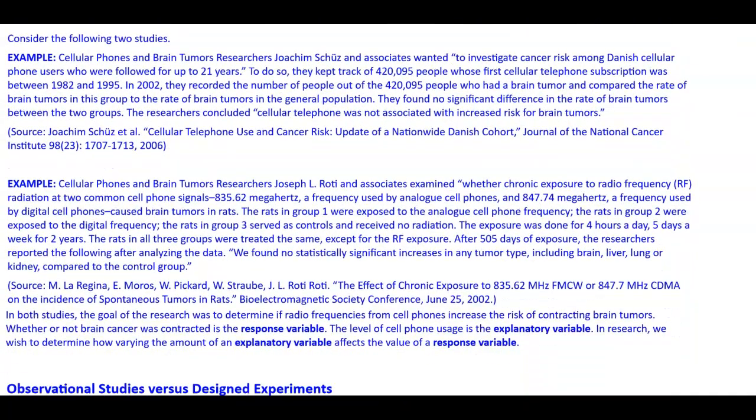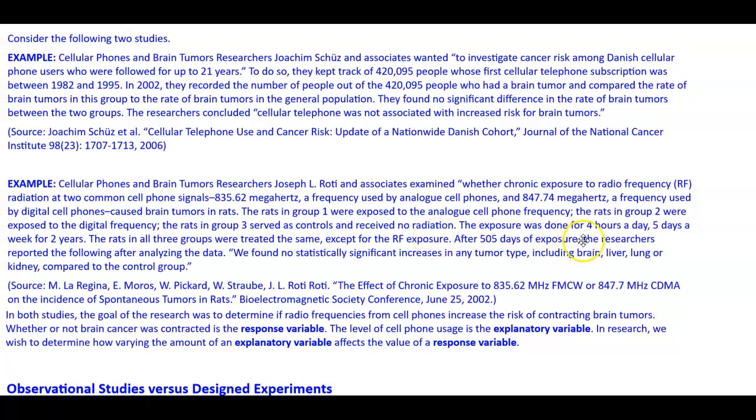Another example here. Cellular phones and brain tumors. Researchers Joseph L. Roti Roti and associates examined whether chronic exposure to radio frequency (RF) radiation at two common cell phone signals, 835.62 megahertz, a frequency used by analog cell phones, and 847.74 megahertz, a frequency used by digital cell phones, caused brain tumors in rats. The rats in group 1 were exposed to the analog cell phone frequency. The rats in group 2 were exposed to the digital frequency. The rats in group 3 served as controls and received no radiation.